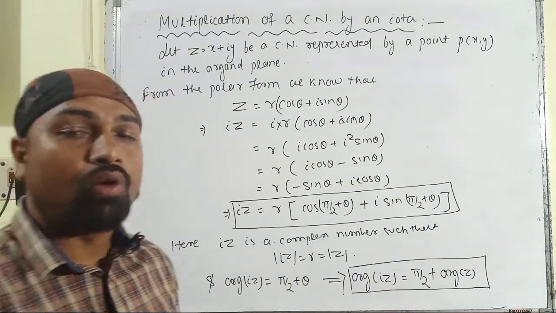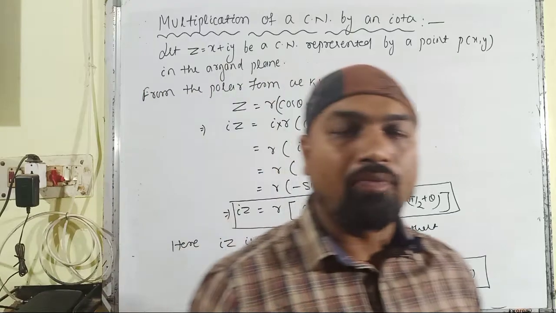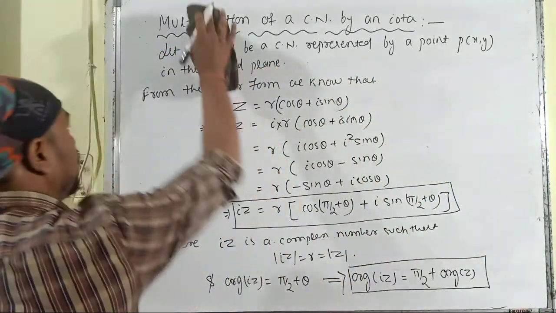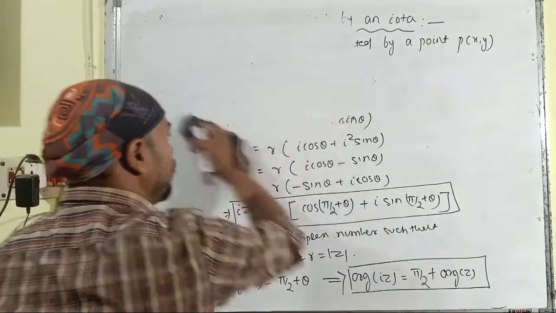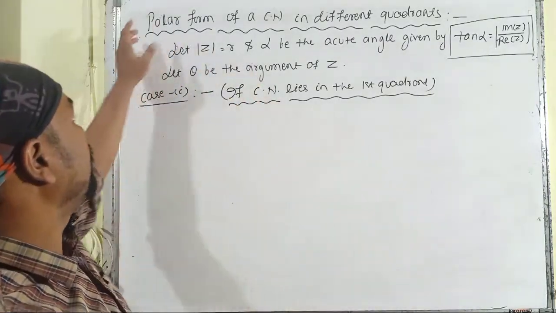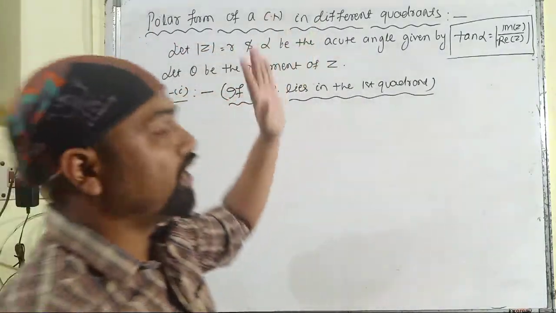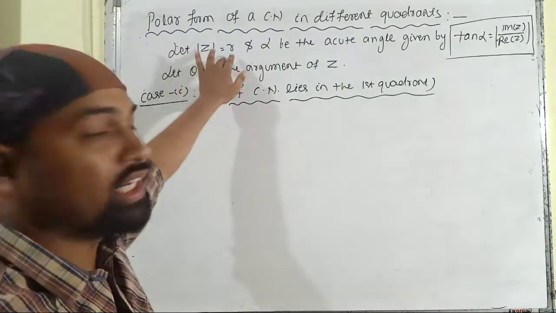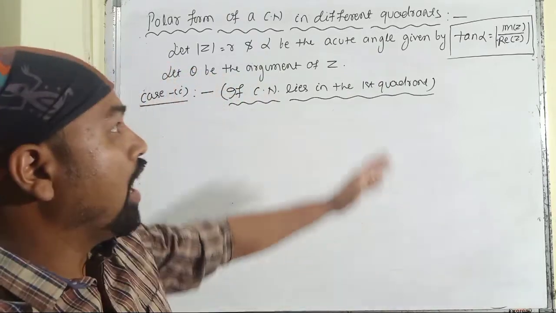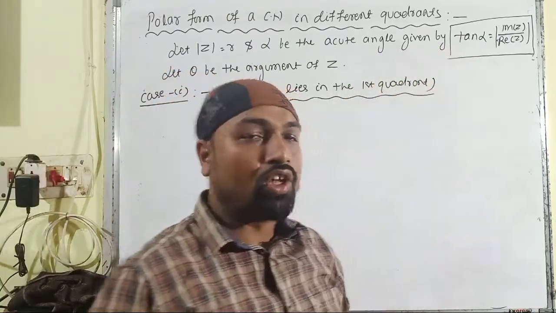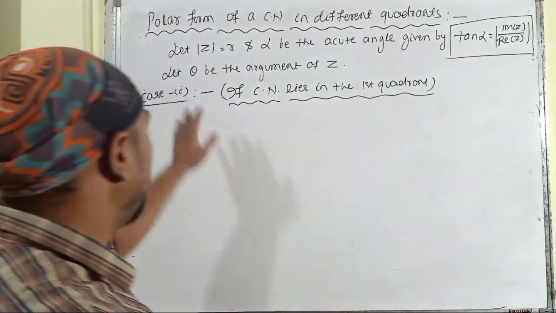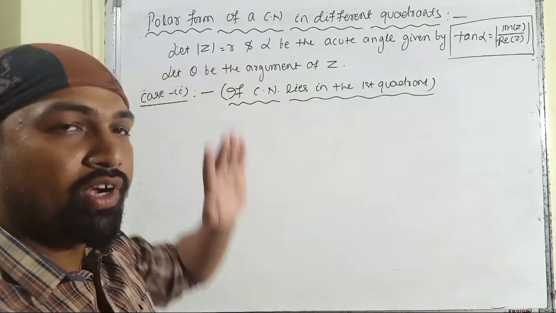Then let us discuss the different types of polar forms that we get in different quadrants of the xy plane. So let us discuss the polar form of a complex number in different quadrants. Let the modulus of z be r, and alpha the acute angle inside the triangle, and here tan alpha, we know, is the modulus of the imaginary part of the complex number divided by the real part, and let theta be the argument of z.